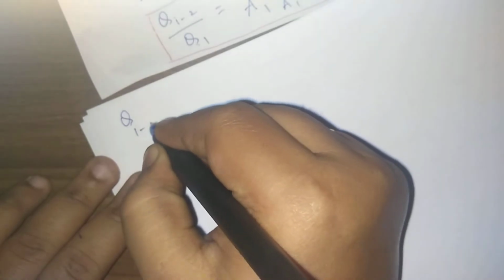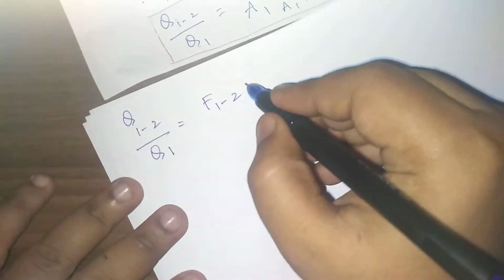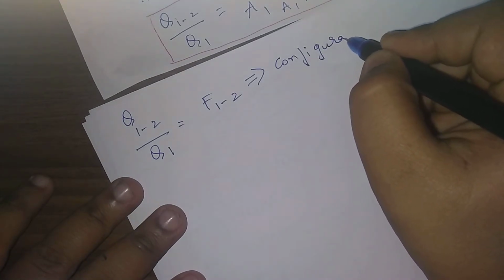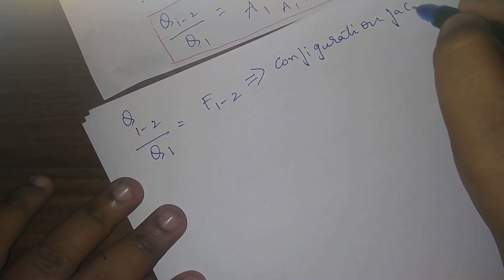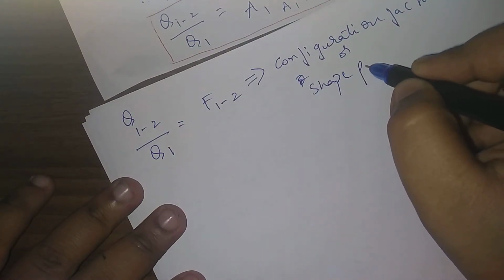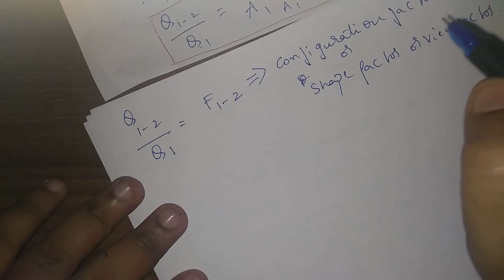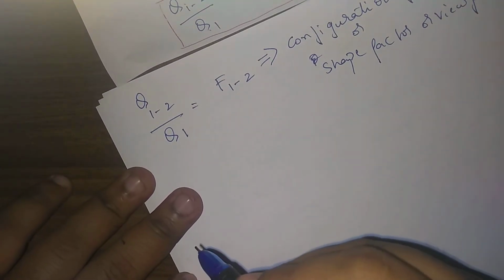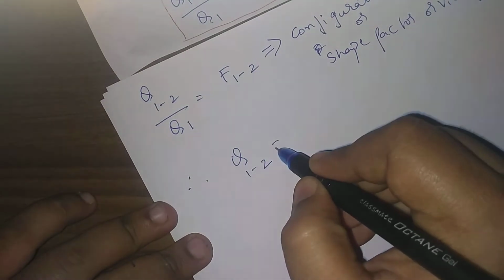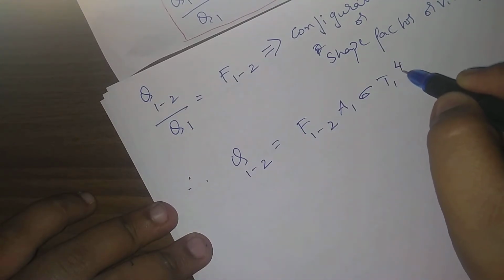So therefore Q1→2 divided by Q1 is what is called F1→2. This is what is called the configuration factor, or also called the shape factor, or it is also called the view factor. So how does our equation turn out to be? Just see here. So therefore your Q1→2 is equal to F1→2 A1 sigma T1 to the power of 4.